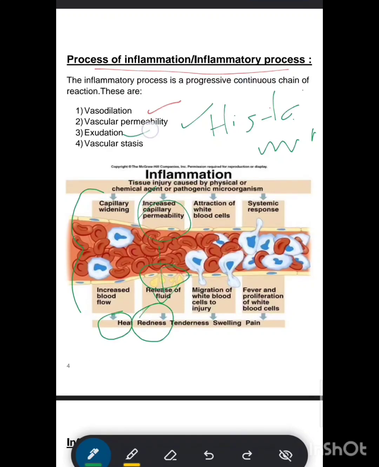Next, the third stage is exudation. Exudation occurs when microorganisms are attacked by white blood cells and destroyed through phagocytosis. After that, the debris migrates outside the vessels and soiling occurs. Lastly, vascular stasis occurs when blood flow slows down, and in response to the stimulus, a systemic response like fever and proliferation of WBC occurs. Due to this, pain occurs.